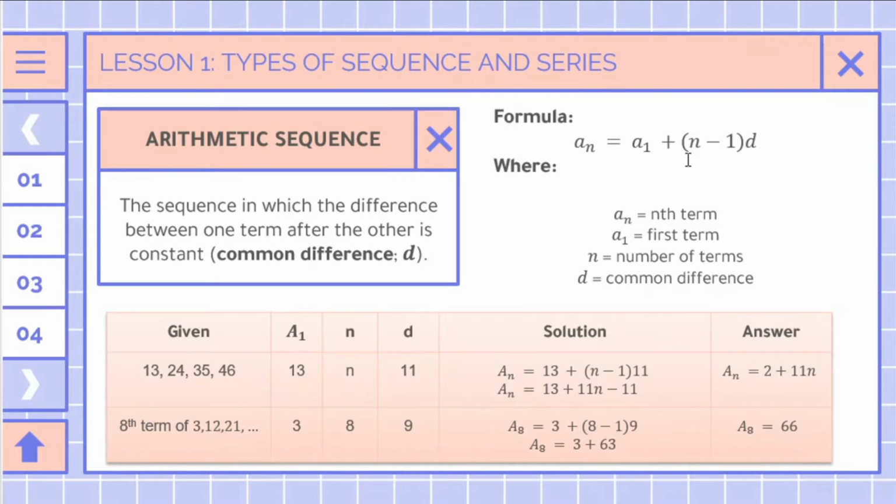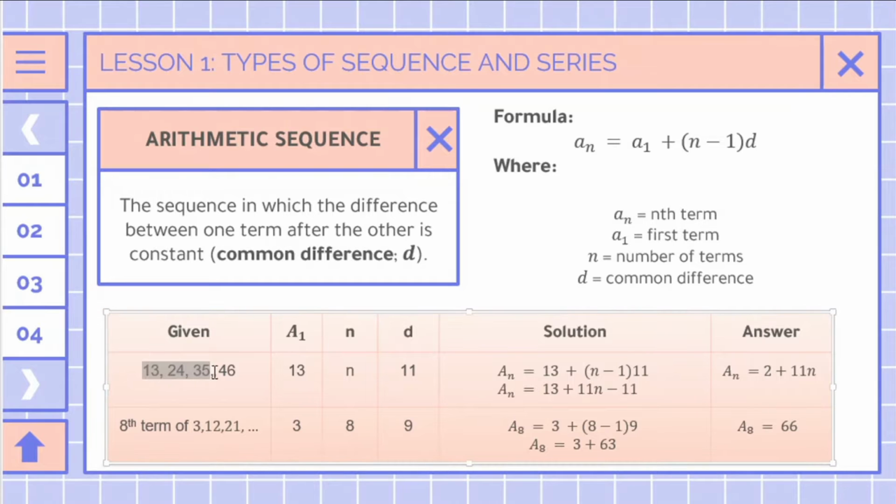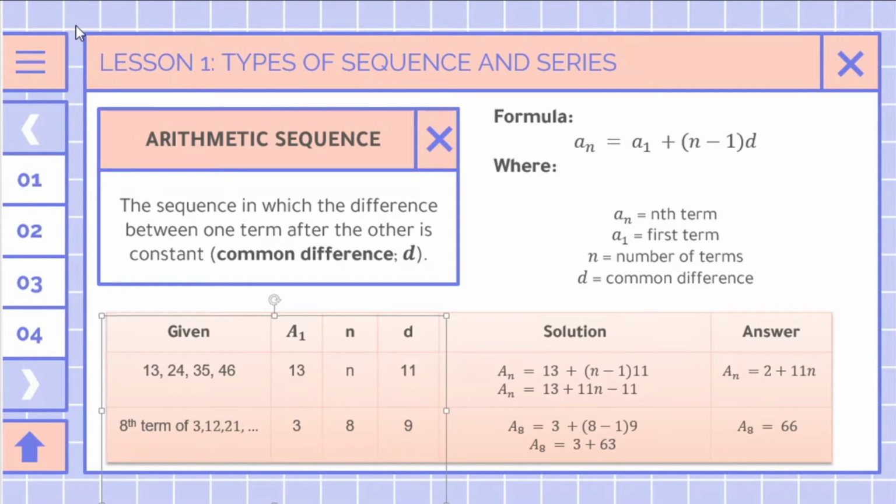Now, the first type of sequence is the arithmetic sequence. For an arithmetic sequence, there is a common difference, which is the difference between each term and the term before it. For example, we have this given: 13, 24, 35, 46.